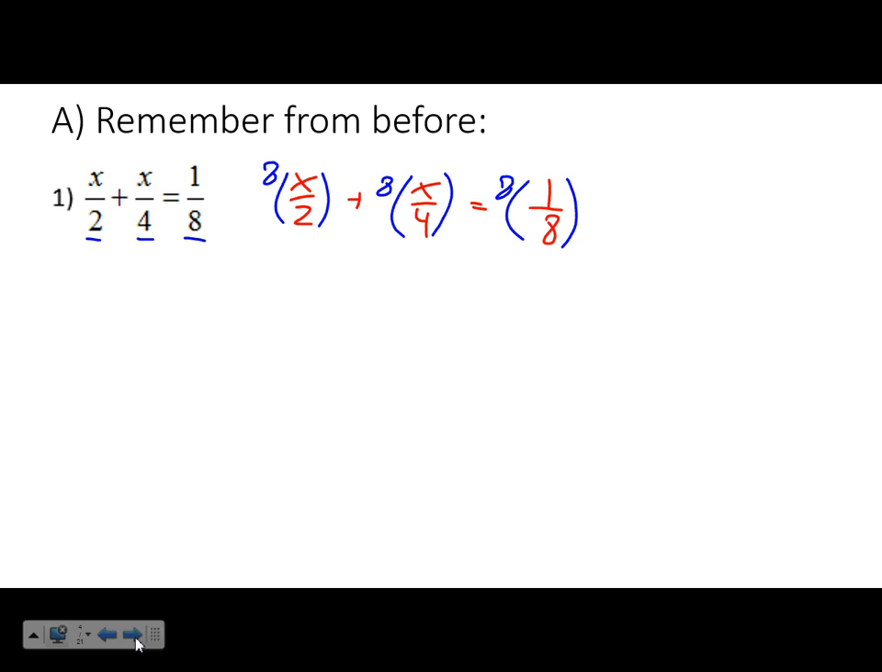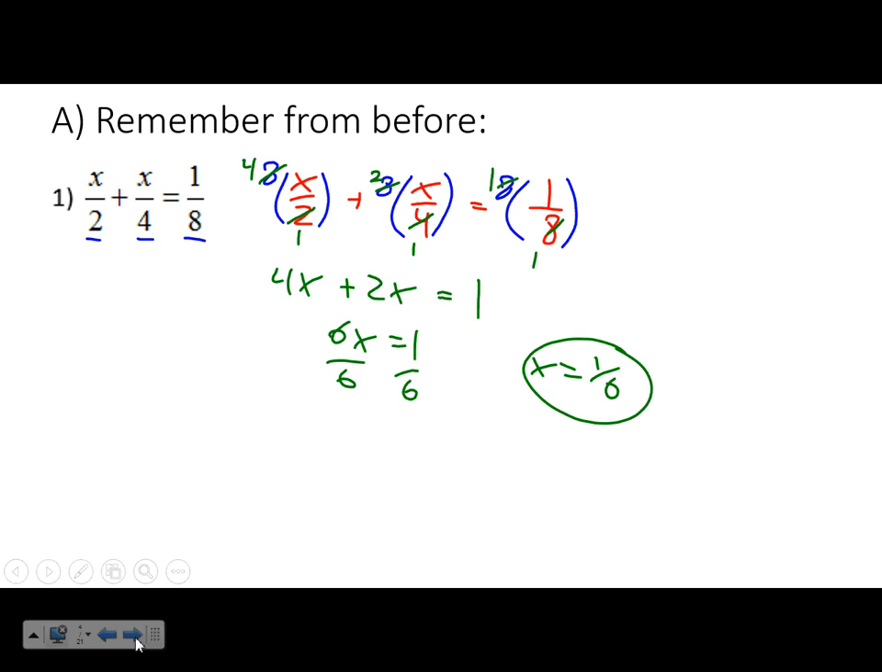The reason I did that is because now 8 and 2 can cancel. 2 divided by 2 is 1. 8 divided by 2 is 4. So now all we have is 4 times x. Then 4 divided by 4 is 1. 8 divided by 4 is 2. So now we have 2 times x. Then 8 divided by 8 is 1. 8 divided by 8 is 1. So 1 times 1 is just 1. And then we would solve this. That's 6x is equal to 1. Divide by 6. We get x is equal to 1/6.